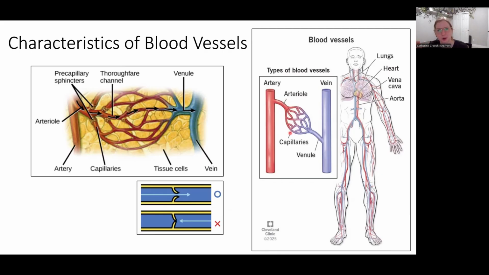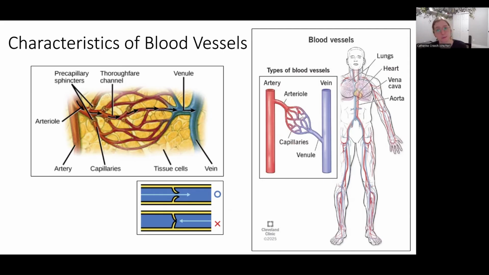Capillaries are actually so small that red blood cells can have trouble traveling through them. And so red blood cells stack up into these little packets as they move through. They're called rouleaux, and it's pretty cool. So capillaries, this is where gas exchange is occurring.